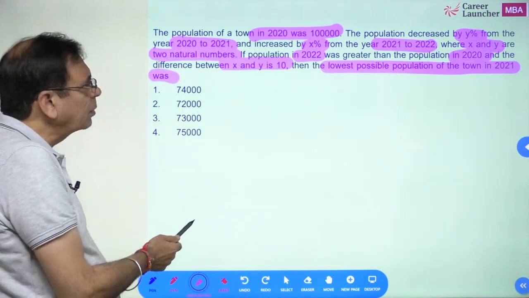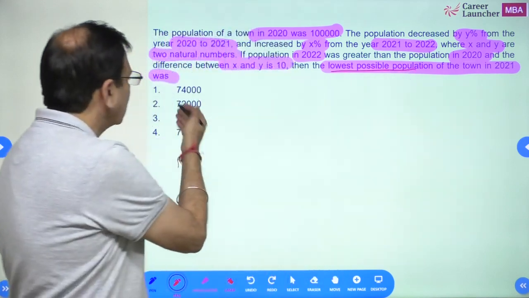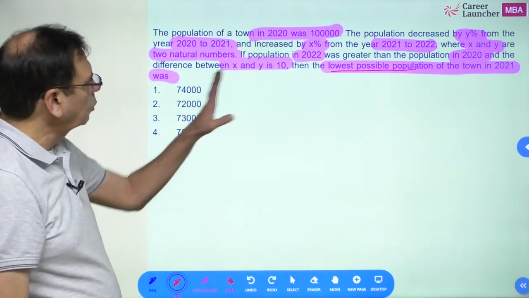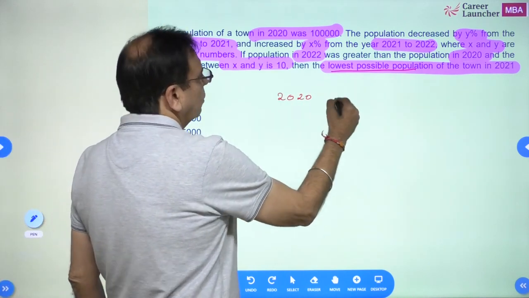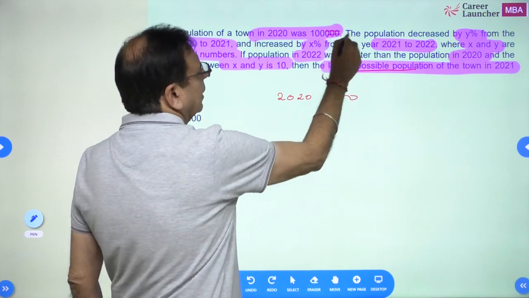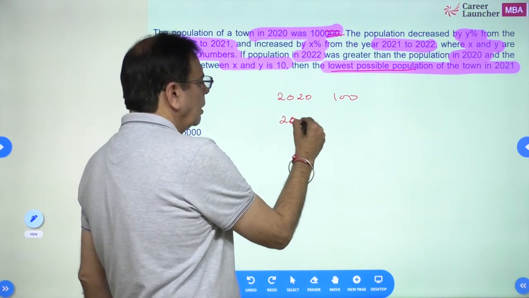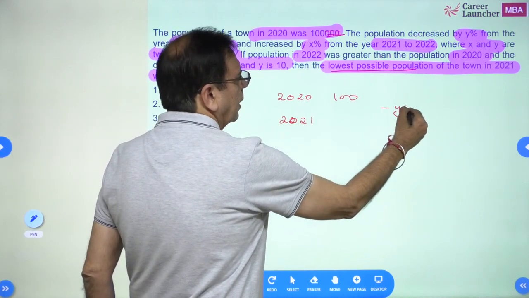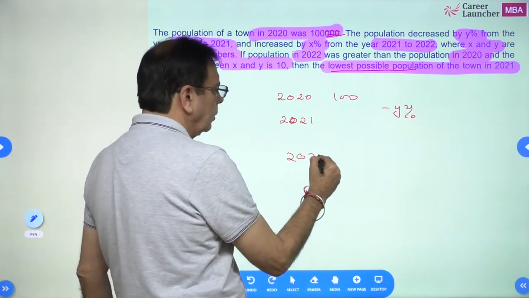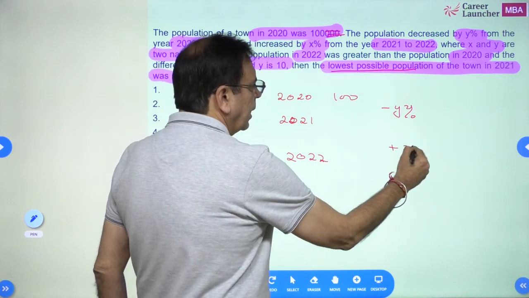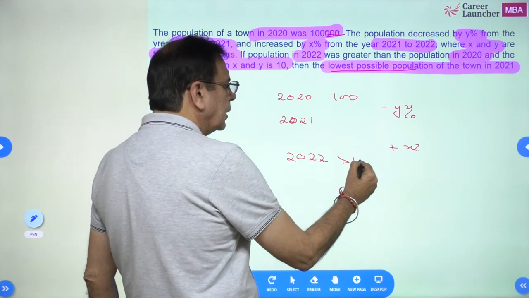Choices. Choices में क्या देखेंगे हम? The question is asking what is the lowest possible population? We start checking from the lowest possible choice. But उससे पहले क्या डेटा दिया? 2020 population was 100, I'm not interested in the zeros, 100. 2021 what happens? Population comes down by y%. And 2022 what happens? Population goes up by x%. Okay. And what does it say? 2022 should be greater than 100.